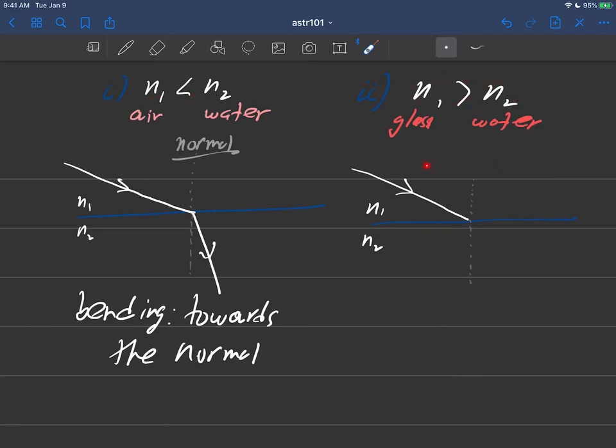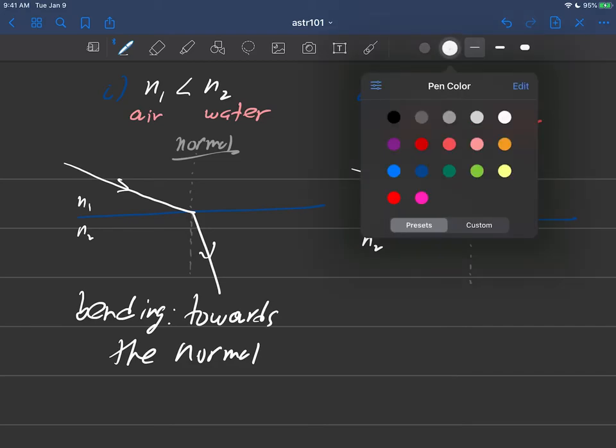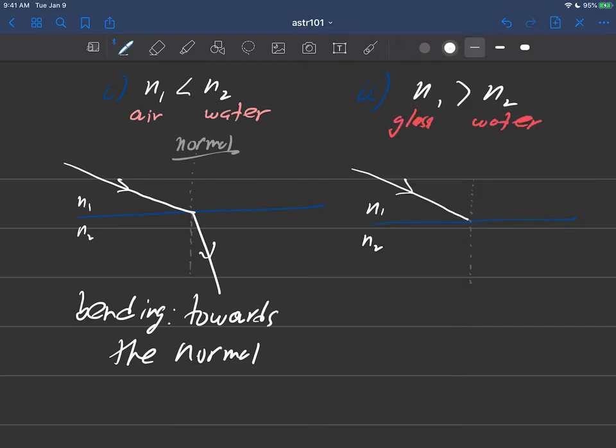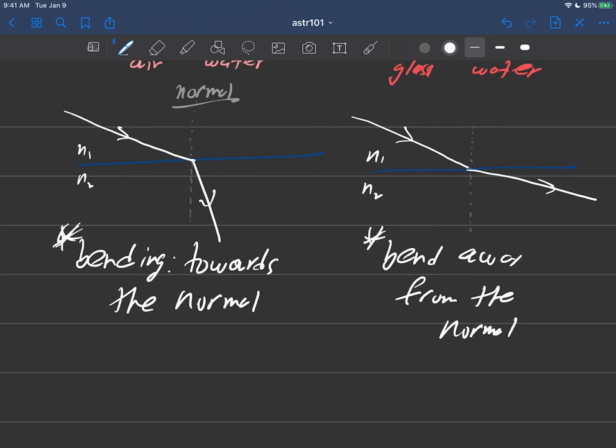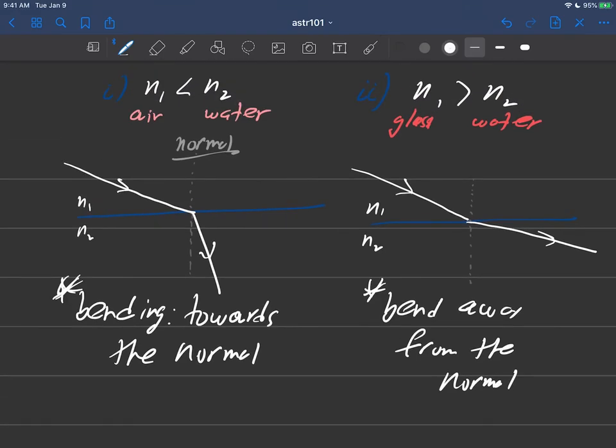So this material right here is thicker than this material right here. So what will happen in a case like that is it turns out that the light ray is going to bend away from the normal like that. Away from the normal. That's what will happen there. These little stars should bend away from the normal. So these are the two cases that you should be familiar with.